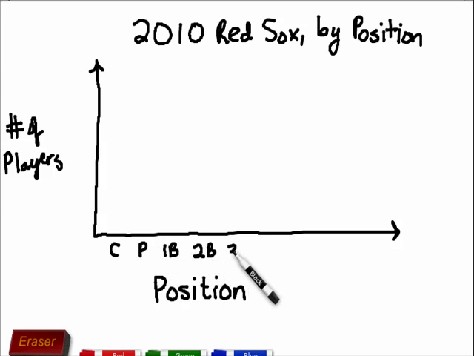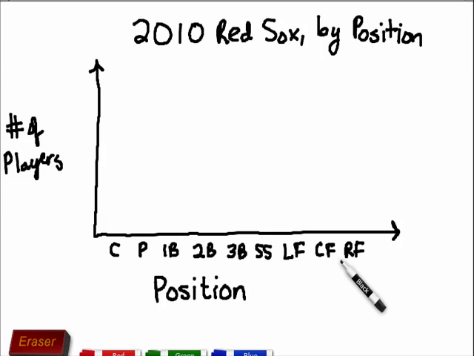I just stuck with the standard ordering that goes with how you score a baseball game. So we start with catcher and we end with right field. And so I've got all 9 categories for this data variable from catcher through right field listed along the axis. You want to make sure that you have room for each of the categories in your categorical data variable.